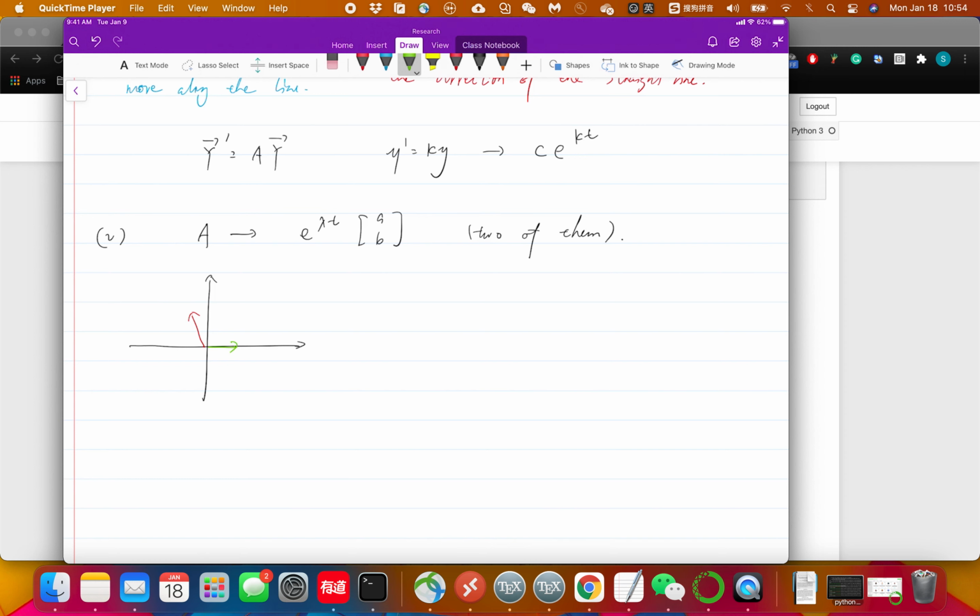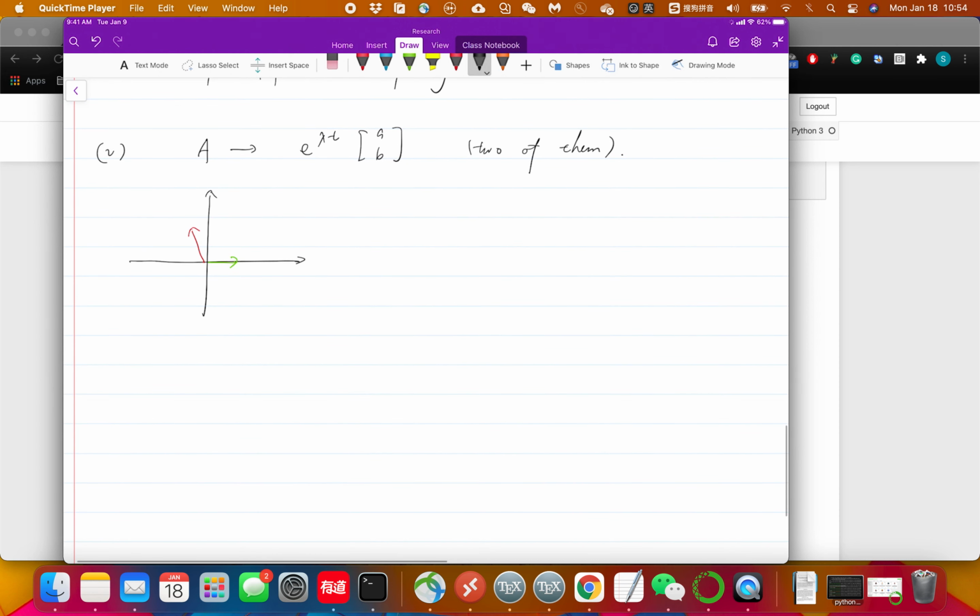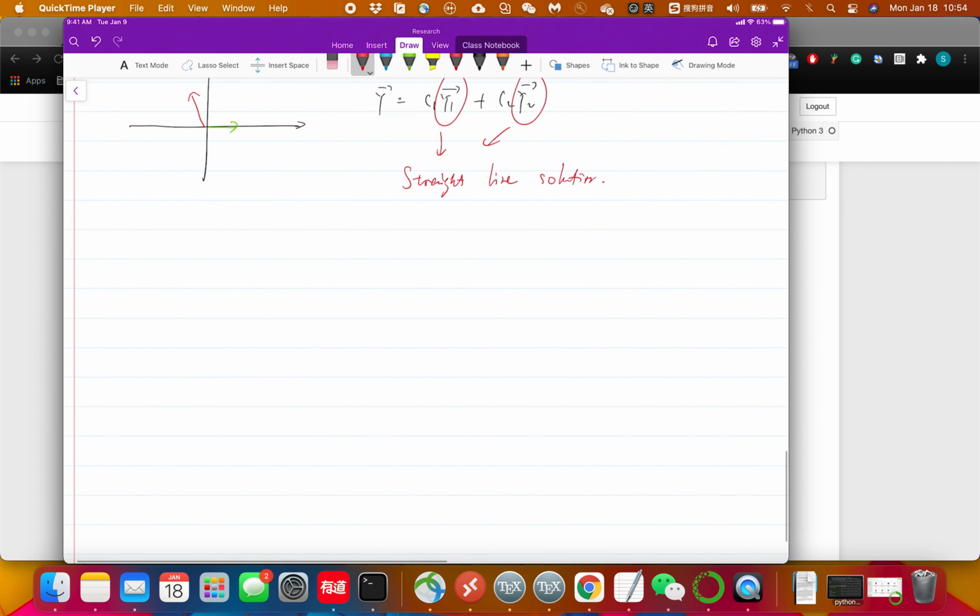All right. Then, if you successfully found 2 of them, you can already write down y equals c1y1 plus c2y2, where these two are just the 2 straight line solutions you just found. Because you need them to be linearly independent, and straight line solutions satisfy all of them. Okay.